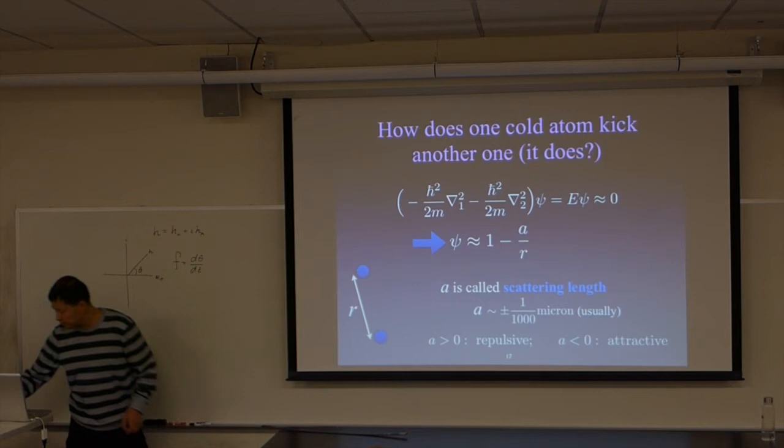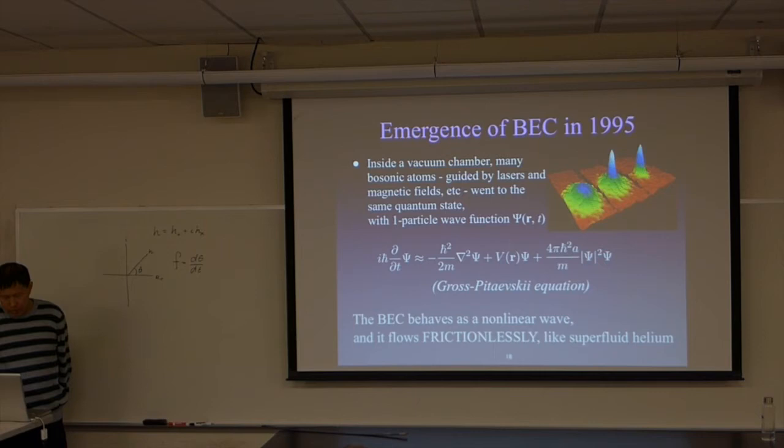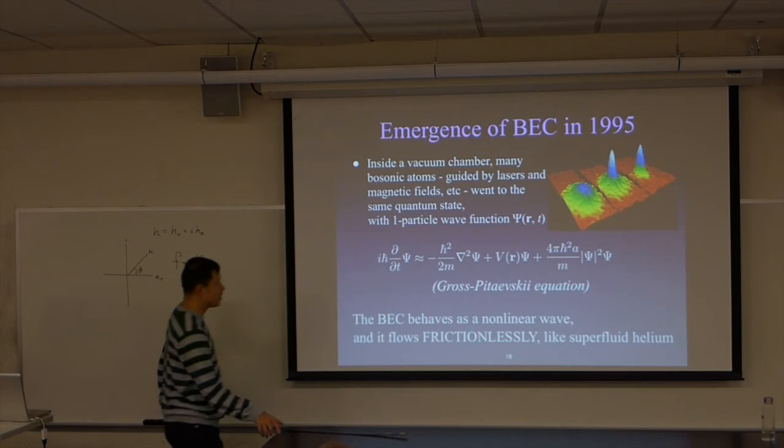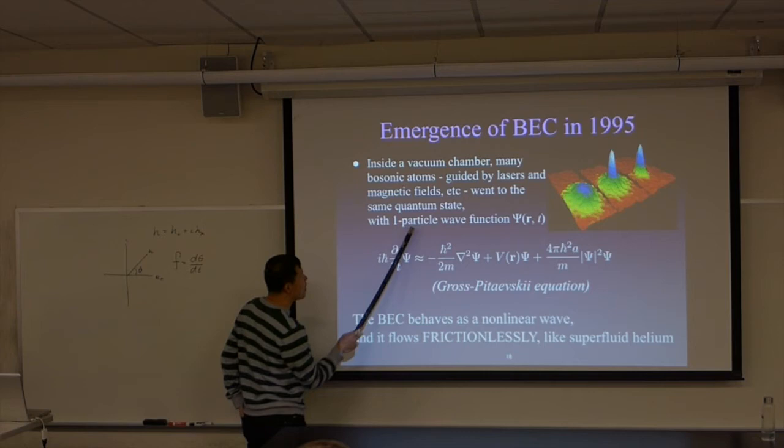So now, as I mentioned, bosonic atoms have a tendency to collapse to the same quantum state at ultra-cold temperature. That's known as the Bose-Einstein condensation. The Bose-Einstein condensate was first created for cold atoms in 1995, and it can be described by a so-called nonlinear Schrödinger equation. Okay. So all the atoms fall into the same single particle state, described by one particle wave function, approximately.